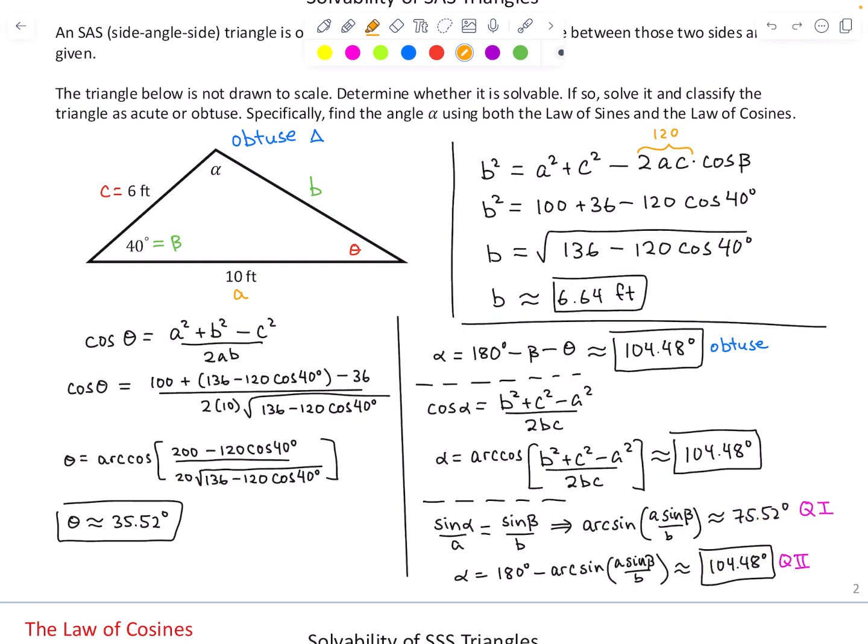So the lesson moving forward is that the best way to find a missing angle, between the choices of using the law of sines or the law of cosines, is to always use the law of cosines. It will give you the correct angle, whether it be acute or obtuse.